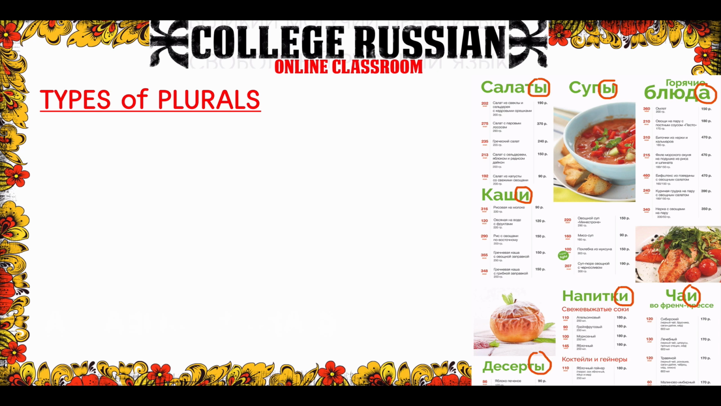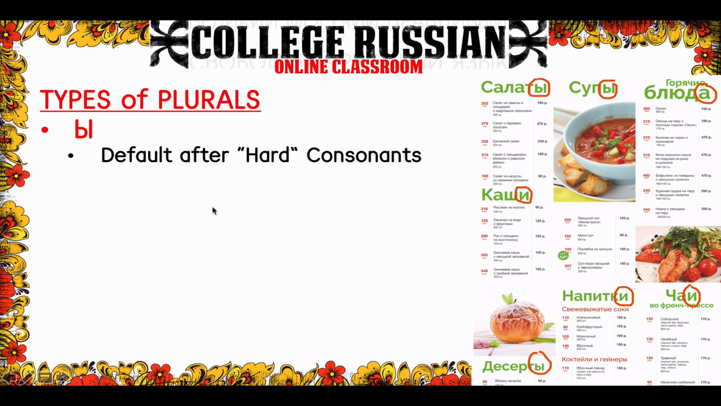Okay, so types of plurals. Over here I've got a menu and I have circled the plurals. As you can see, you've got и, and then а. There are also some exceptions that happen when you're making plurals. I always tell students that и is the default plural maker. Just assume it's и unless it's after a soft consonant.